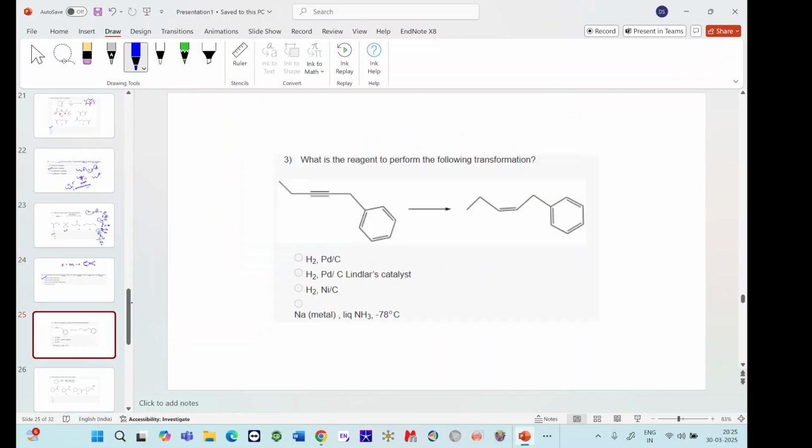Next question. What is the reagent to perform the following transformation? So you know it is a syn addition and it is stopping only at the alkene. So you know what is the reagent, that is palladium on carbon with Lindlar catalyst.